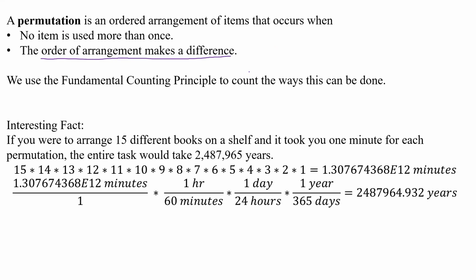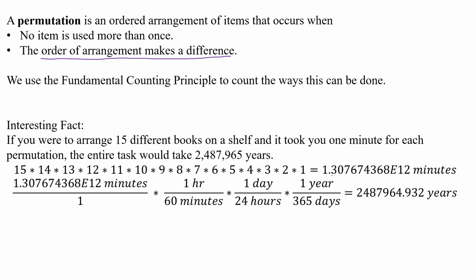An interesting fact: if you were to arrange 15 different books on a shelf and it took you 1 minute for each permutation, the entire task would take 2,487,965 years. Now, how do they figure that out? Well, if we have 15 different books, the first time you put a book down, there's 15 ways to choose. After you put that book down, there's only 14 left, so for the next place you can choose from 14 books. After you put that one down, there's 13, and then 12, and 11, and so on.